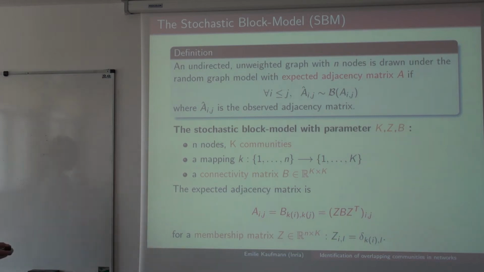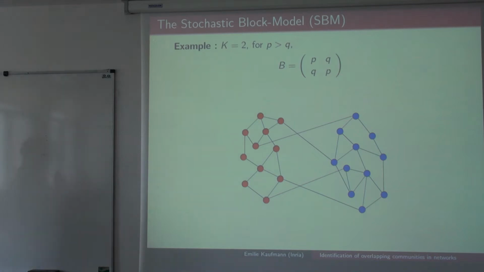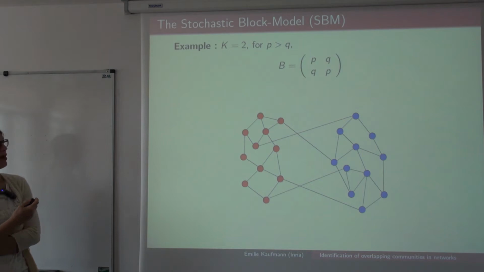And I just mention that it can be rewritten in the following form if I introduce a membership matrix Z, which is of size n times k. And in fact, each row is going to have exactly one 1, which indicates the community of this node. So here is an example, the simplest example, often studied in papers.